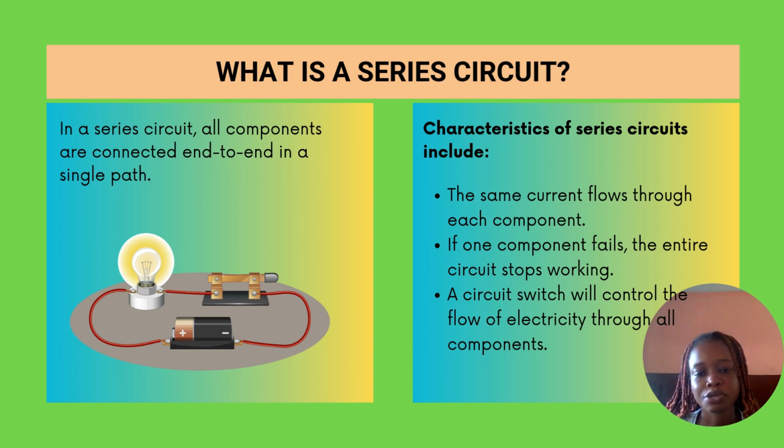That's one characteristic of a series circuit, that once one component stops working, everything else stops because they are all working on a straight path from one end to the other end. So if along that path anything stops, electricity stops flowing immediately. A circuit switch controls all the flow of electricity through all the components. So these are the various characteristics of a series circuit.